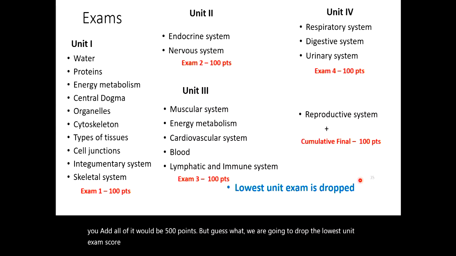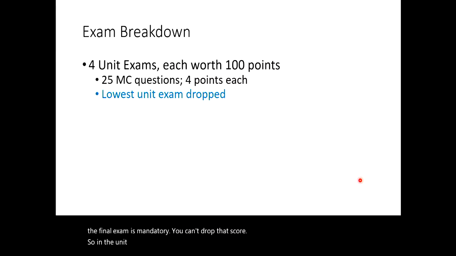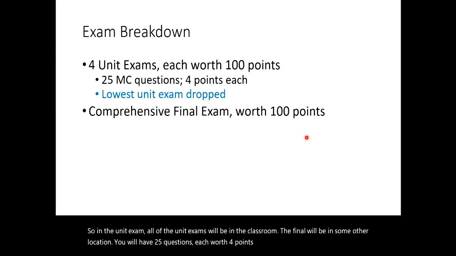So if something comes up and you can't take a single unit exam, you can drop it, but the final exam is mandatory. We can't drop that score. So in the unit exam, all of the unit exams will be in the classroom. The final will be in some other location. You will have 25 questions, each worth 4 points, and the final will also be worth 100 points.